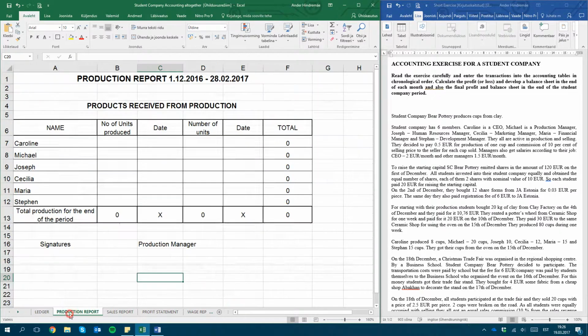Moving on, we have the production report. Here you will fill in how many units you produced in your company, and if it's important, also the names of who produced them. Quite a simple table, just with number of units, date and later total. Nothing really complicated here. As you will see with other tables as well, they might seem complicated at first, but they are actually quite straightforward.